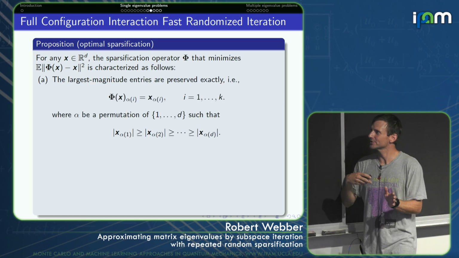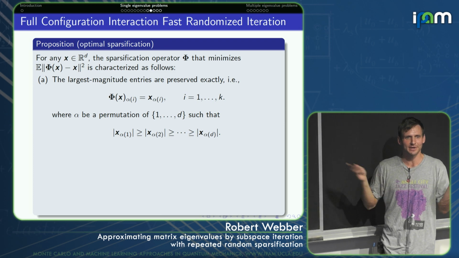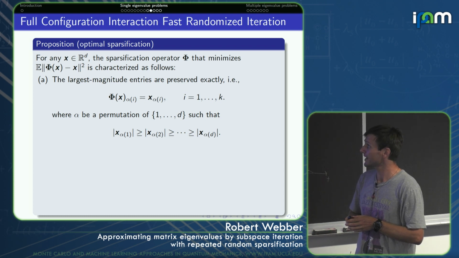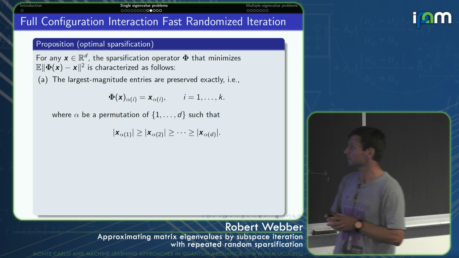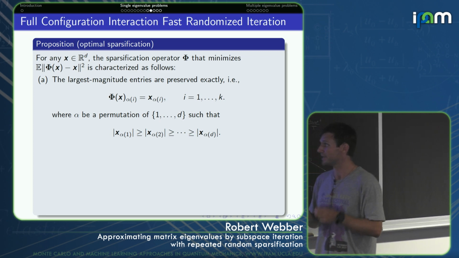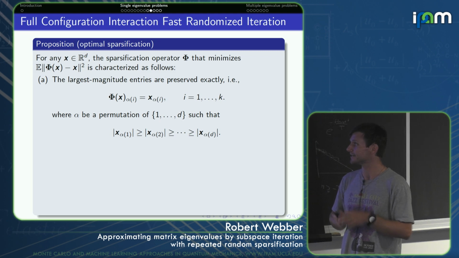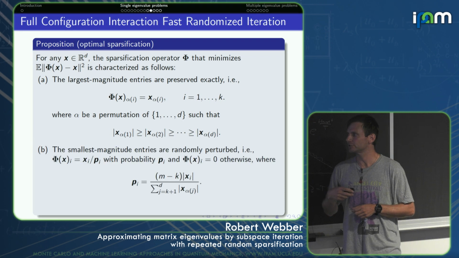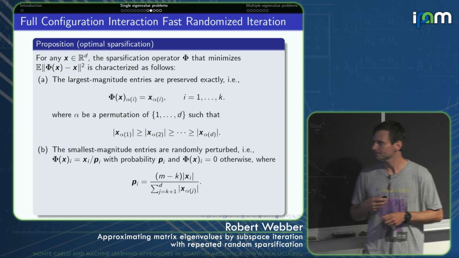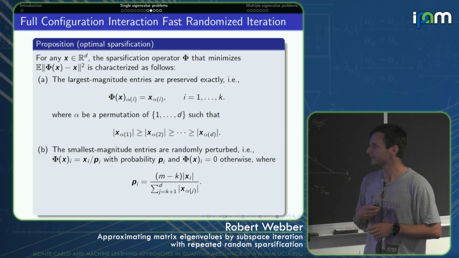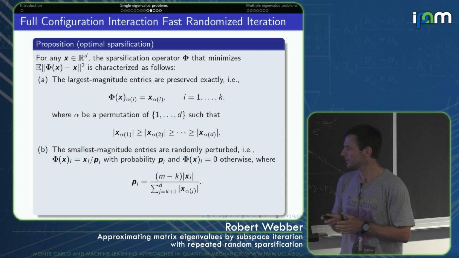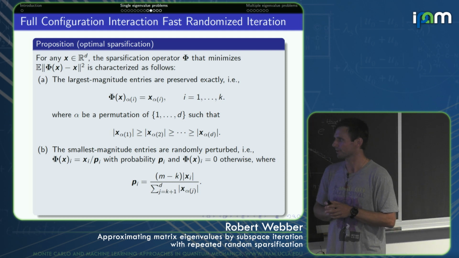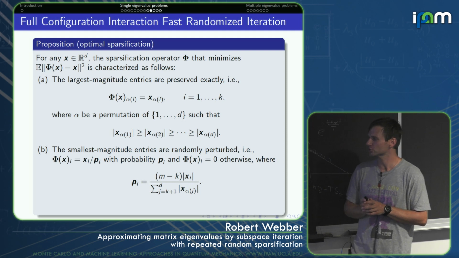The largest magnitude entries are preserved exactly, okay? They aren't randomized. Just with probability 1, just keep them, don't change them. So phi x alpha i is x alpha i, where alpha is a permutation so that alpha 1 is the biggest magnitude entry, alpha 2 is the second biggest, alpha 3 is the third biggest. Keep them exactly as they were. The smallest magnitude entries are randomly perturbed in the following way. With some probability pi, increase them by a multiplicative factor of 1 over pi. Otherwise, set them equal to 0. And the particular pi's have to be proportional to the magnitude x i.